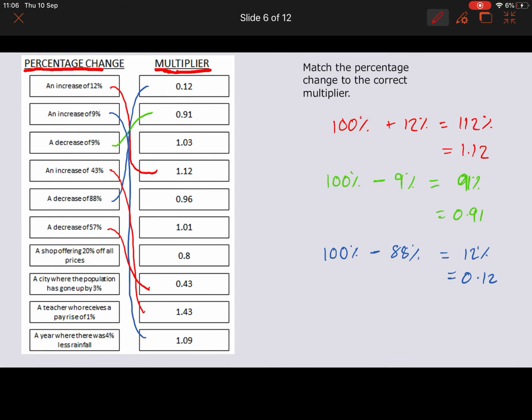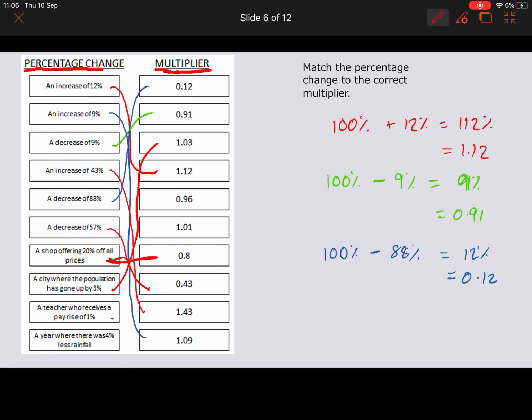A shop offering 20% off all prices. So now you have to be careful here. Do we mean a decrease or an increase? Now, if you're saying 20% off, it's a discount, so it should be a decrease. So 100% minus 20% is 80%. 80% is 0.8. So actually this one should have been, that were already matched up, 0.8.